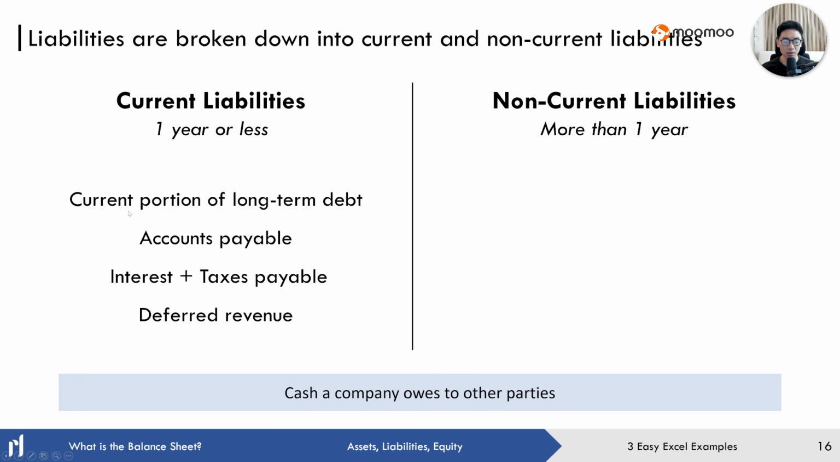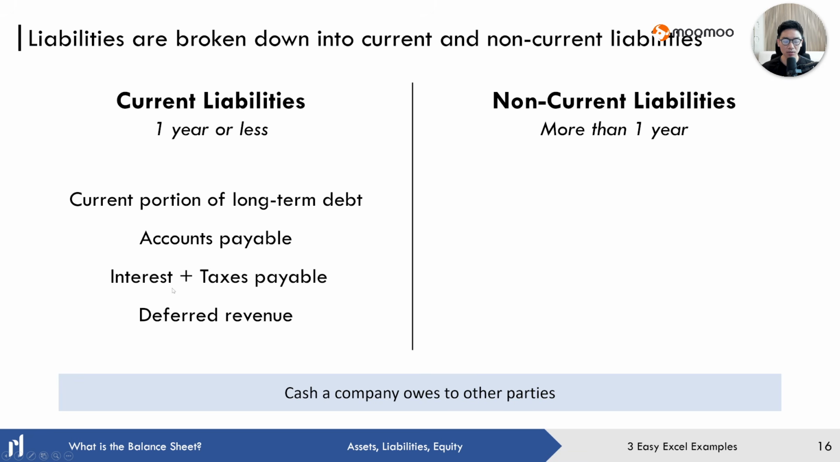Examples of current liabilities include things like the current portion of long-term debt, and accounts payable, which is similar to accounts receivable, but instead it's when you have already received something and need to pay a supplier. Then there is interest and taxes payable.